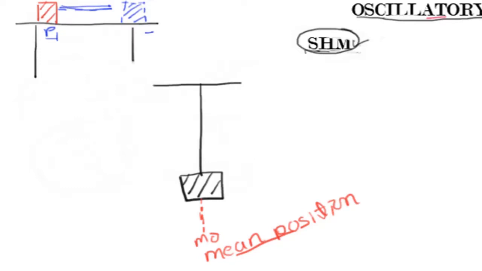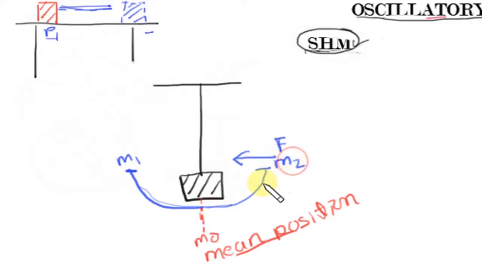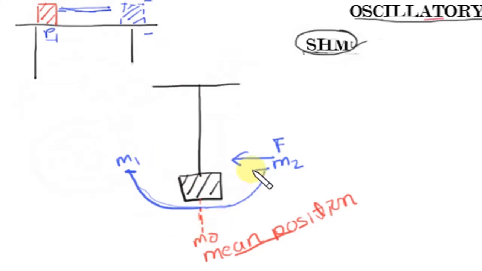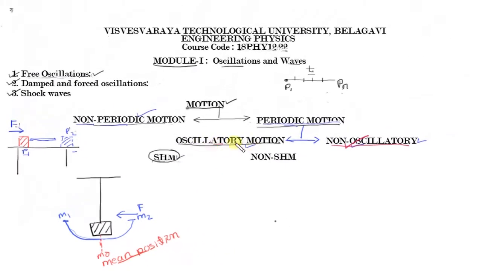Once we apply the force to this object, the force will be applied in this direction. So this object will move to this height at M1, and after that it will come back and move to the other side up to the M2 place. So to and fro motion will be carried out by this object. So it's a best example for oscillatory motion. Now this oscillatory motion will again be divided into two types.